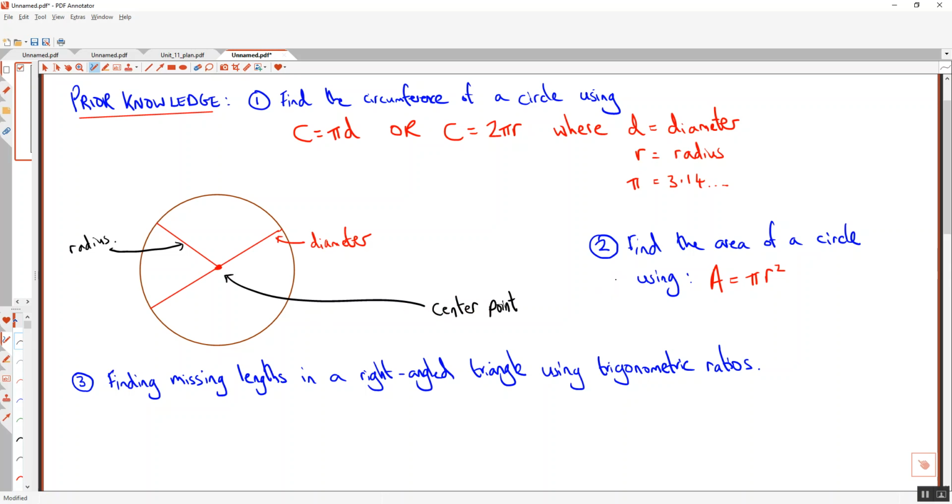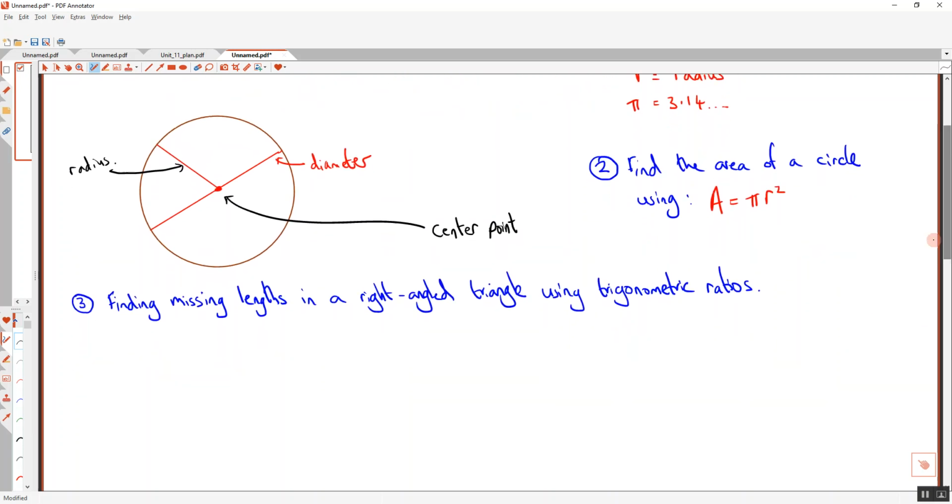Alright, so this third one, finding missing lengths in a right angle triangle using trigonometric ratios. So let's see how much of this we remember. Can I move it down to here? Is that okay, Ian? Yep, trig. Okay, I'll stop it here.